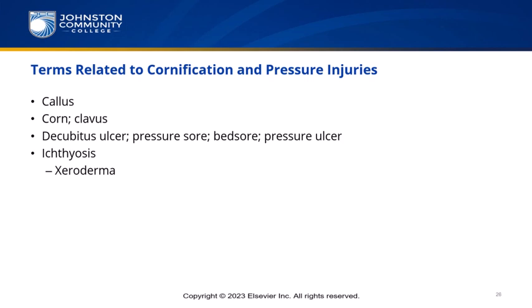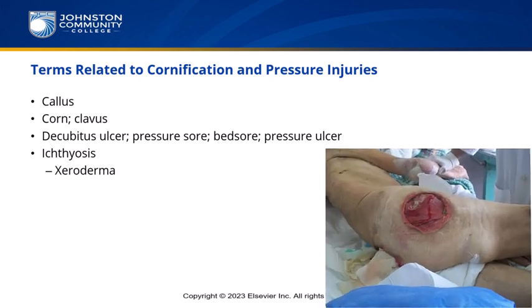A corn, also called a clavus, is a mass of horny, condensed epithelial tissue that is over a bony prominence. It occurs as a result of pressure or friction as well. Then we have a decubitus ulcer, an inflammation, sore, or erosion of the skin over a bony prominence. These occur most often in debilitated patients who are immobilized.